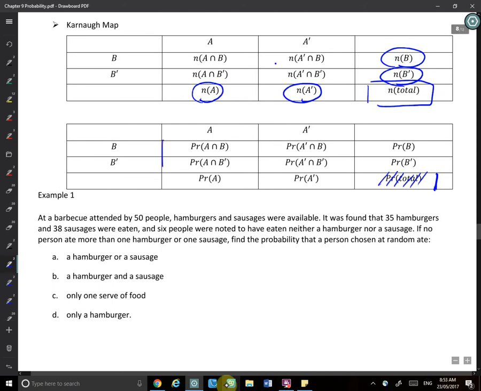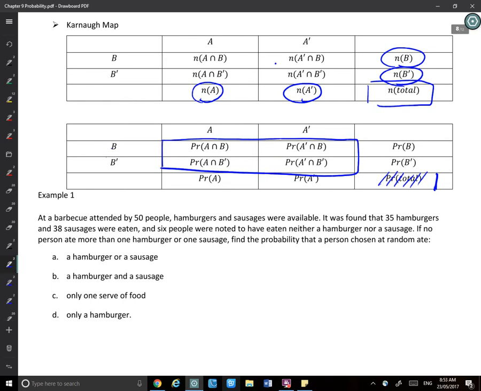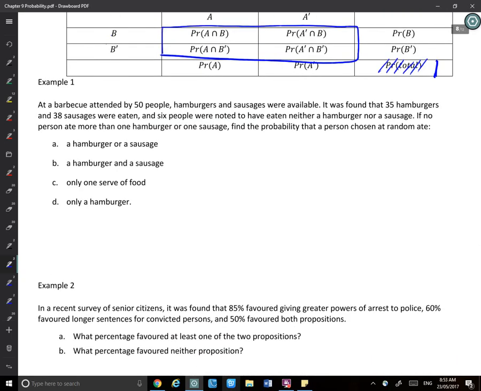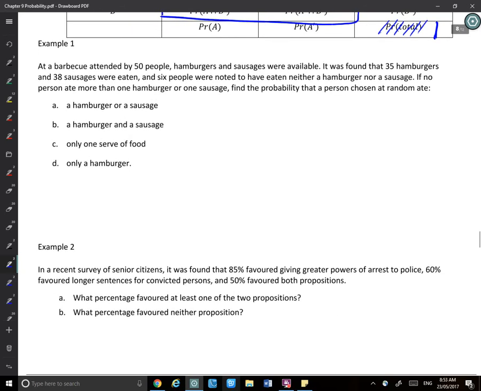All the four boxes in the middle are the intersections: A intersects B, A intersects B dash, A dash intersects B, A dash intersects B dash. These four numbers represent intersections between two events. If you add vertically, that gives you the last row's number. If you add horizontally, that gives you the last column's number. Let's have a look at an example. I think this table is quite good because in the VCE exam there will be three-mark questions purely based on using this table.